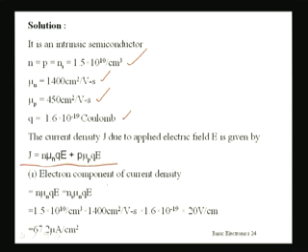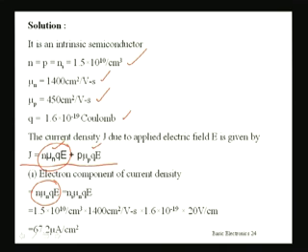As you see in this equation, there are two components. One is due to the electrons and the other is due to the holes. So electron component of current density we can find out from this part of this equation. So you just substitute each of these values, N by Ni intrinsic concentration, mu N QE.